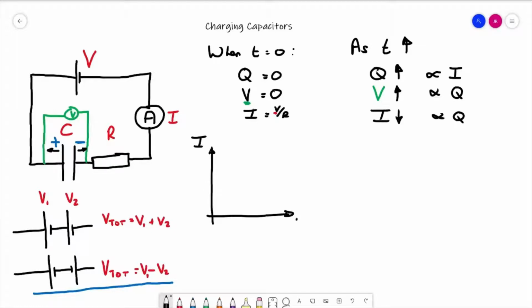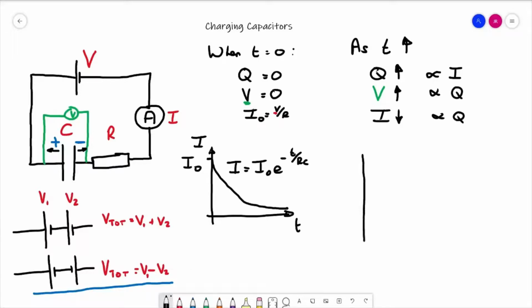So current against time, the current will decrease exponentially, and will therefore, if we take I naught, which of course is this one up here, be governed by the equation I is equal to I naught e to the minus t over RC. That one shouldn't really be a surprise to you.